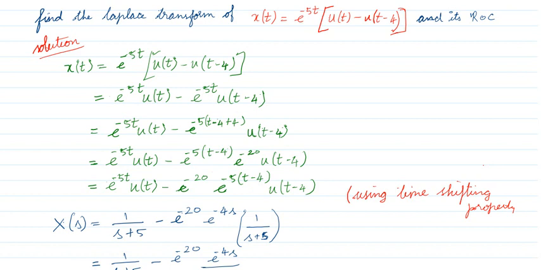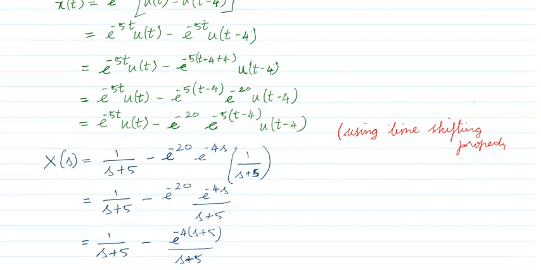Now I can take the Laplace transform. What is the Laplace transform of e power minus 5t u of t? It is 1 by s plus 5. E power minus 20 is a constant. How much is it shifted? It is shifted by t minus 4, so I multiply with e power minus 4s. That is e power minus t naught s, the property we saw in the last slide, where t naught is 4. So e power minus 4s into the original signal's Laplace transform, that is 1 by s plus 5.